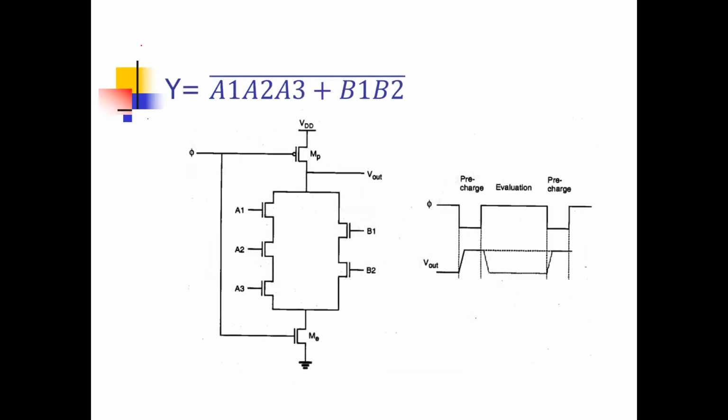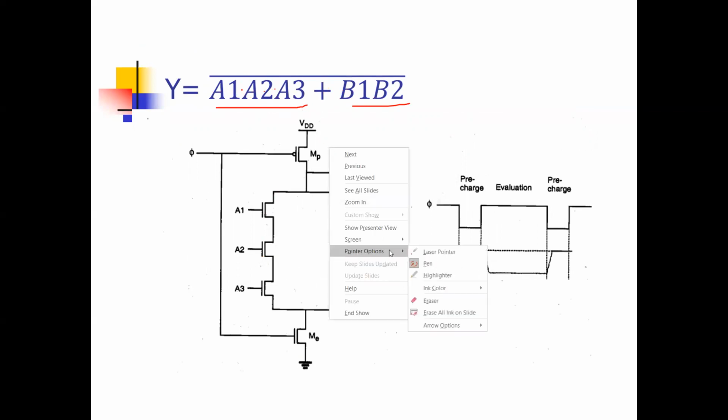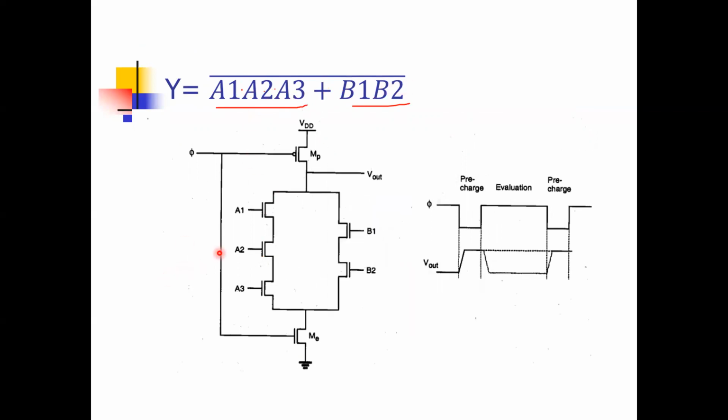Now for example, we have to draw A1 A2 A3 plus B1 B2 bar. You know, in the previous lecture, when the multiply sign is there, A1 A2 A3 means all will be in series, A1 into A2 into A3, and B1 B2 these two will be in series. Now between these two there is a plus sign. Plus sign means these two will be in parallel. So A1 A2 A3 in series, B1 B2 in series, both combinations in parallel.